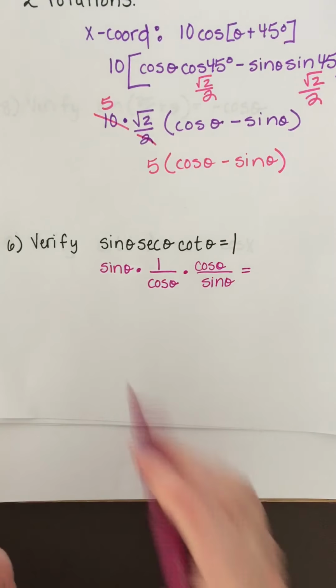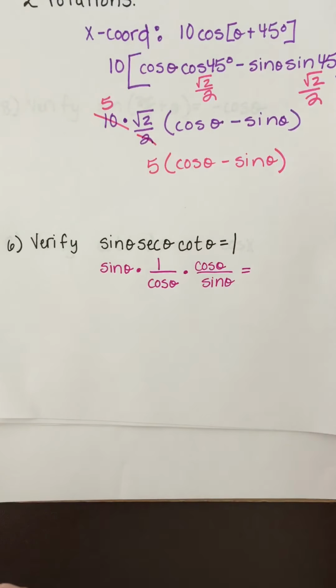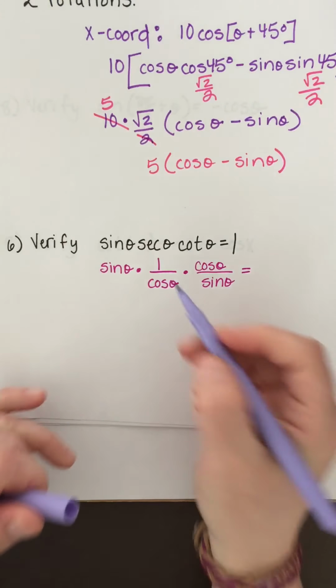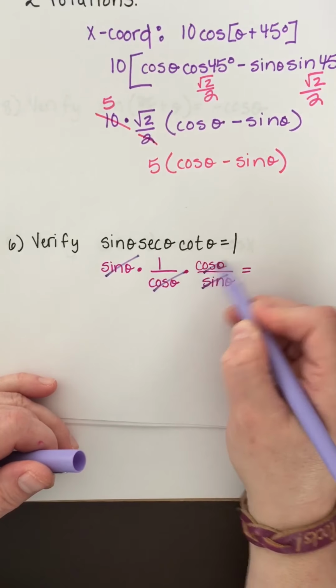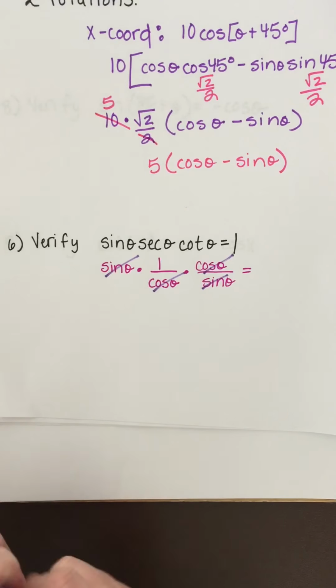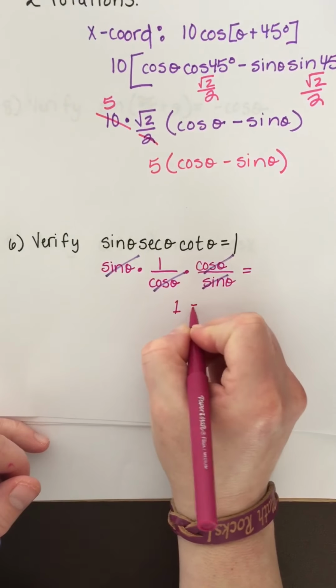All right, well, we got a sine in the numerator, a sine in the denominator. We have a cosine in the denominator and a cosine in the numerator. So cancel, cancel, cancel, cancel. I'm left with a 1 and done.